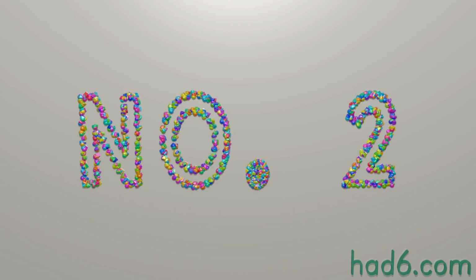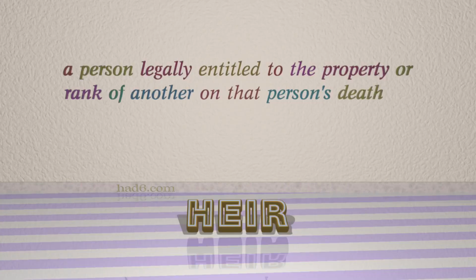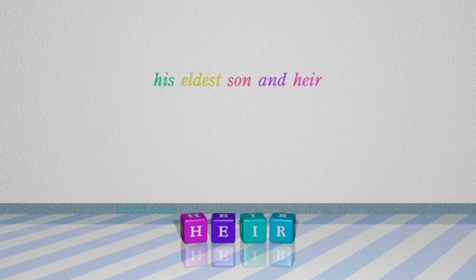Number 2. Heir. Which means a person legally entitled to the property or rank of another on that person's death. Heir. For example, his eldest son and heir.